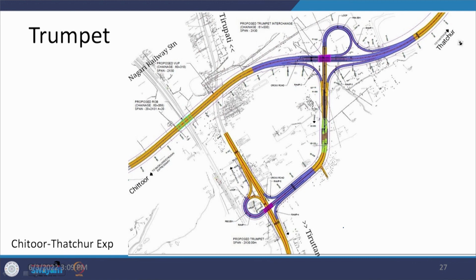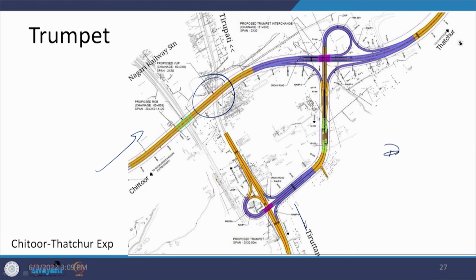As you can see here, this is a trumpet and there are two trumpets being provided. There is one main highway here and another main highway here. This is the Tirupati, Chittoor area. So, these two are being connected. Instead of providing connectivity at this point, the connectivities have been done a bit away from this crossing location, and that has resulted in a double trumpet.